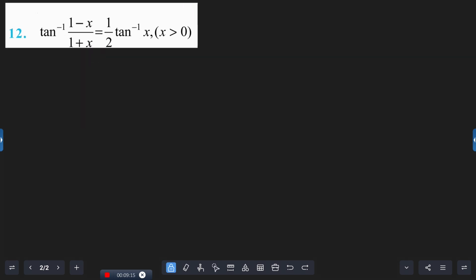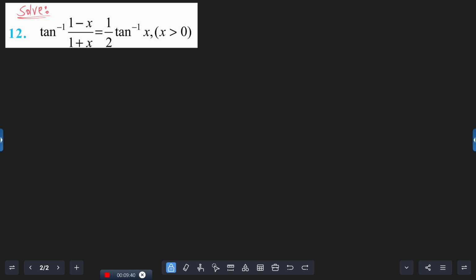So see what formula we can use here. 1 by 2 is given. This is also solve only, children. Solve means the unknown value we have to find. I told you, if the 1 by 2 is not here, you cannot cancel tan inverse. So the 1 by 2 is a problem. But for 1 by 2 we don't have a formula. For 2 we have a formula.